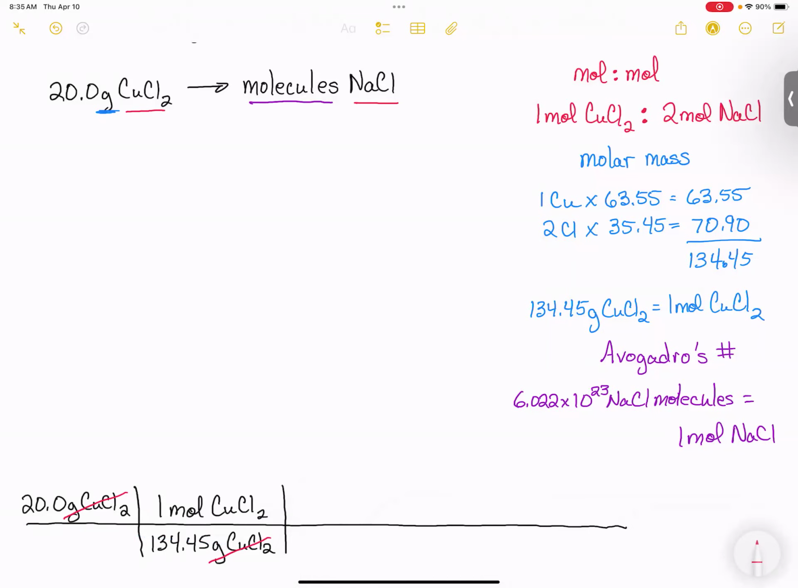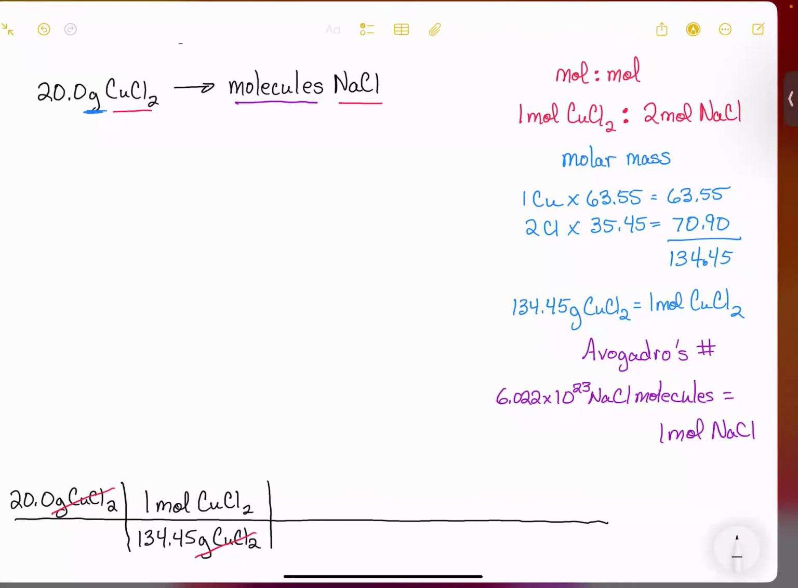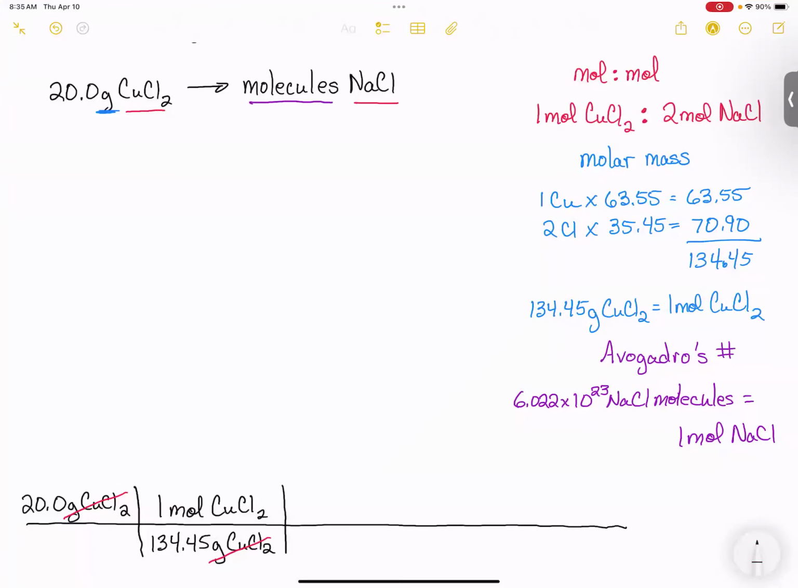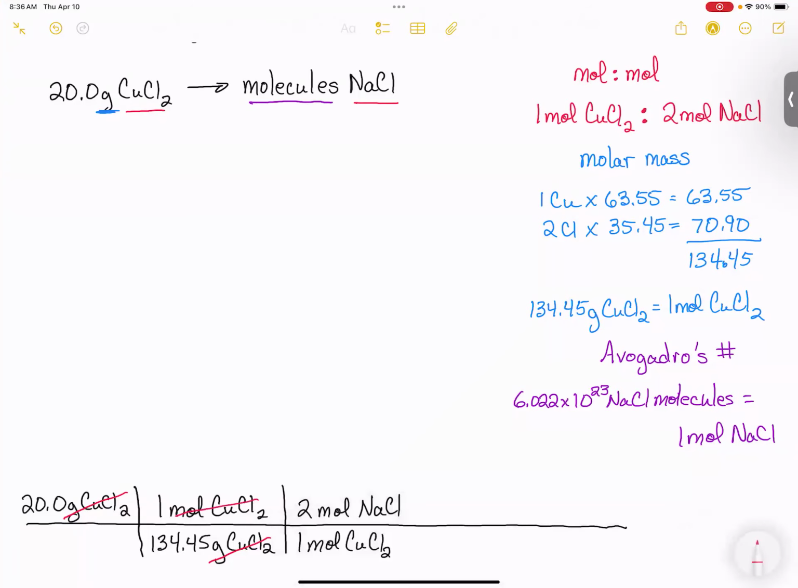Now that I have it in moles of CuCl2, I need a conversion factor that has moles of CuCl2 that I haven't used. So I'm going to use the mole to mole ratio. The 1 mole of CuCl2 will go in the denominator, while the 2 moles of NaCl go in the numerator. We place the 1 mole of CuCl2 in the denominator so that the unit and the substance would cancel, leaving moles of NaCl.